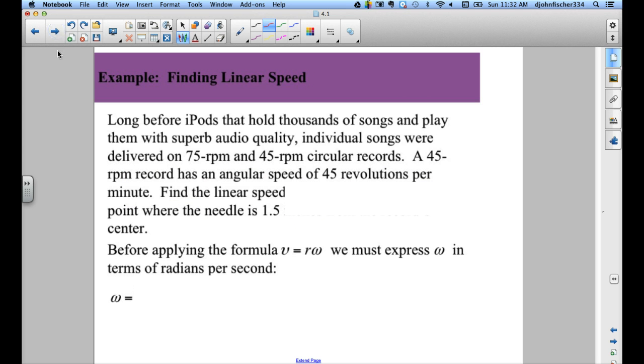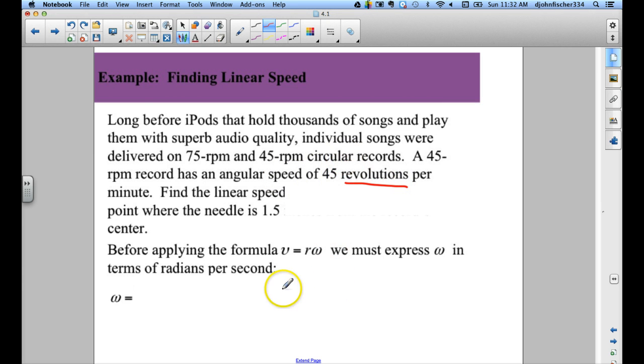So let's look at this. Long before iPods that hold thousands of songs and play them with superior audio quality, individual songs were delivered on 75 RPM and 45 RPM circular records. A 45 RPM record has an angular speed of 45 revolutions per minute. Find the linear speed at a point where the needle is 1.5 inches from the center. So it says here, before applying the formula of linear speed equals r times your angular speed, we need to express angular speed in radians per second, because right now we're in revolutions per minute, not radians per minute.